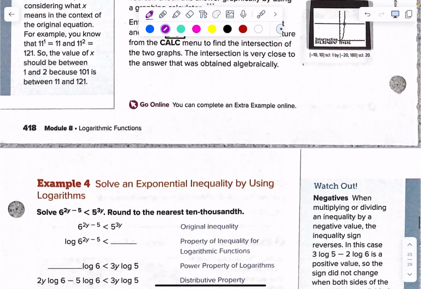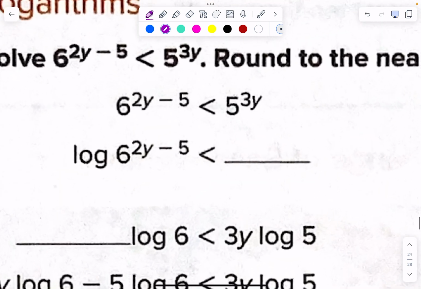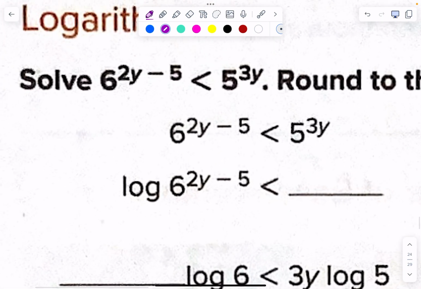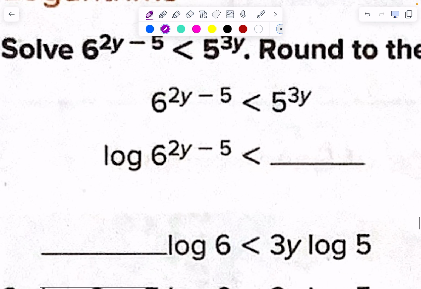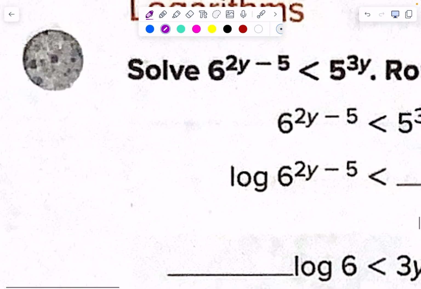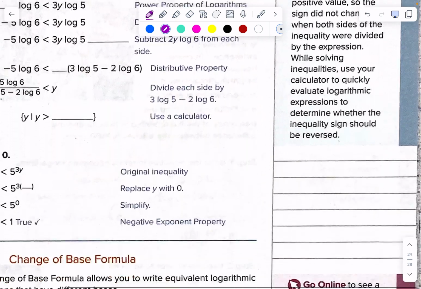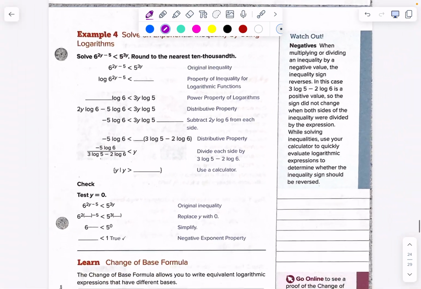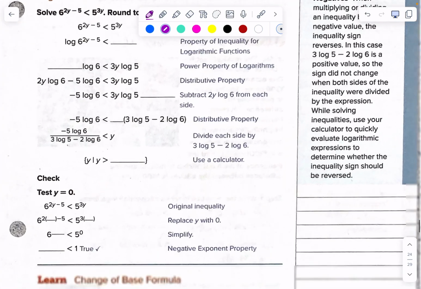Are we still going? I got the first 3. Okay, let's do this one. Oh, this is going to be icky. Okay, we'll be all right, though. We'll be all right. Whoa. Okay, I'm going to solve it over here.